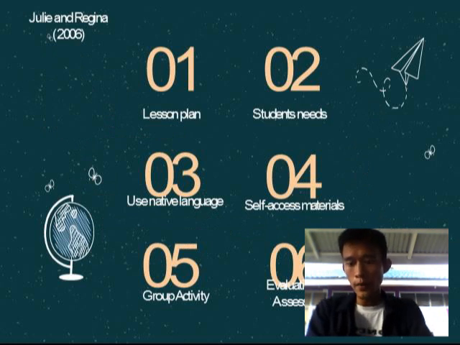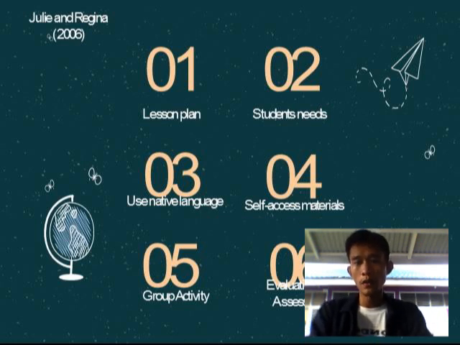Also, Julie and Regina adding there are several ways can determine the success of teaching English for multi-level classroom. It's following lesson plan, student needs, use native language, self-access materials, group activity, and evaluation and assessment.